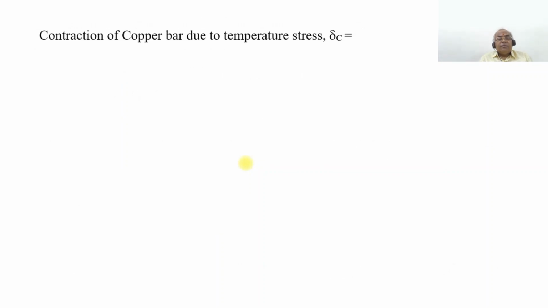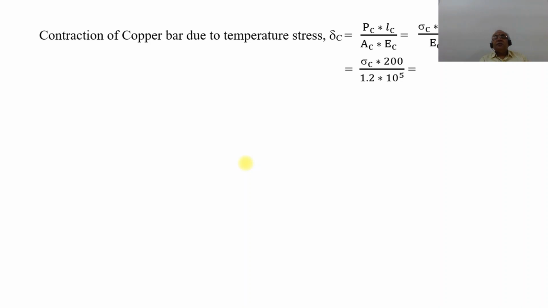So similarly, contraction of copper bar due to temperature rise, delta C, is equal to PC into LC by AC into EC. So PC by AC is nothing but sigma C into LC by EC. So now you substitute the value. Sigma C into length of C is 200, by EC is 1.2 into 10 to the power of 5. So on simplification, you are going to get 1.667 into 10 to the power of minus 3 into sigma C.